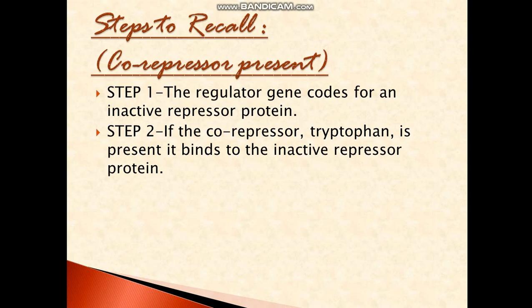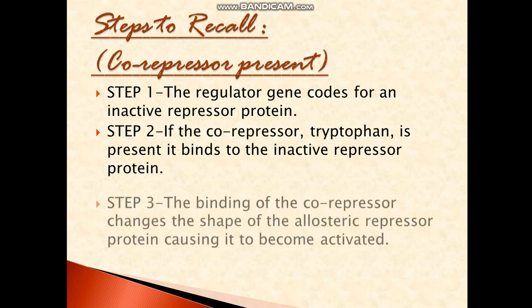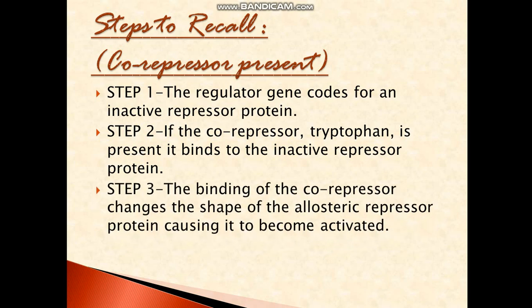Now, in this case, we have taken the possibility that the co-repressor has already been formed by the metabolism. So this co-repressor tryptophan will go and bind to the inactive repressor protein. The binding of the co-repressor changes the shape of the allosteric repressor, that is, the inactive repressor protein, causing it to become activated. Now the repressor will be activated.